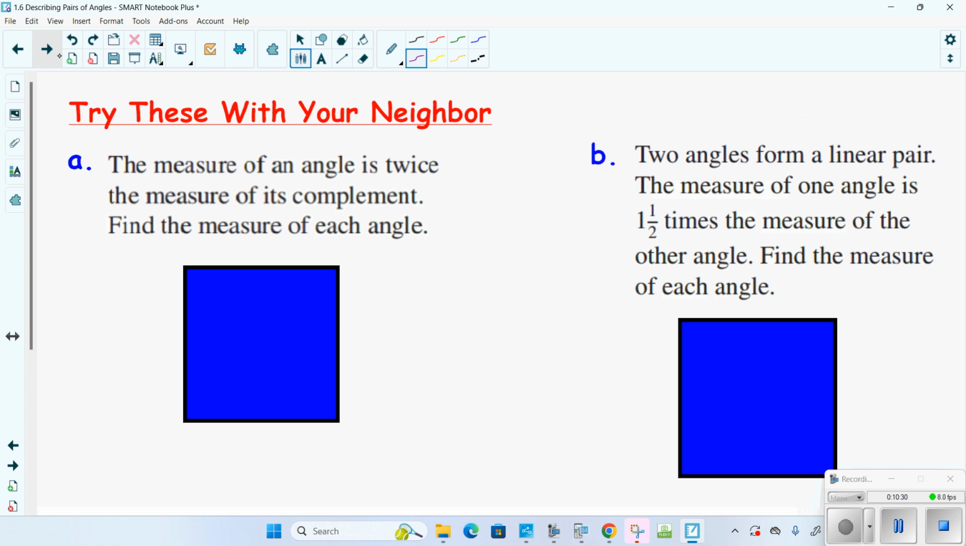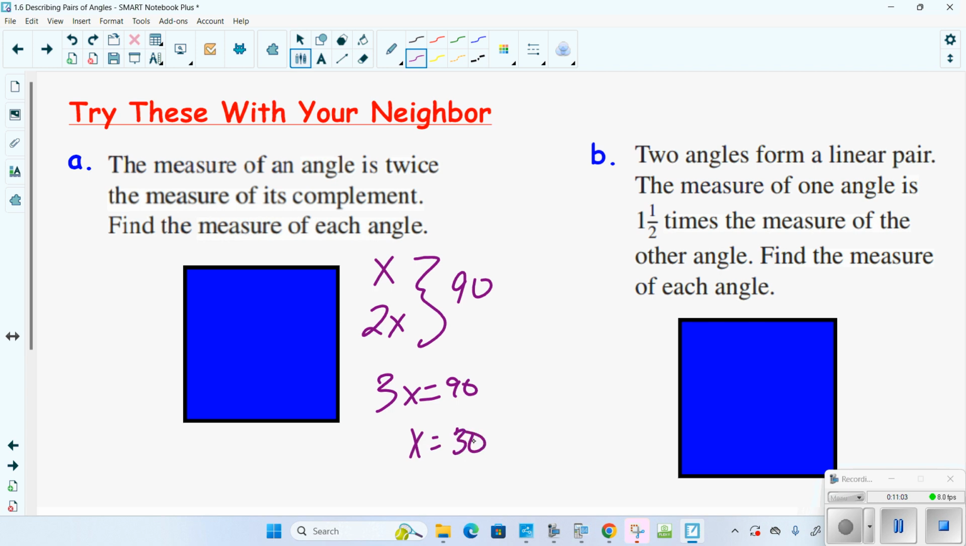Try these, and obviously you don't have a neighbor, but try these. The measure of an angle is twice the measure of its complement. Find the measure of each angle. I think the answer is under the box, but I'm not able to move it. So here we go. The measure of an angle, we'll call that x, is twice the measure of its complement. So x plus 2x, and the complements add to 90. So 3x equals 90, x is equal to 30, which means one angle is 30, and the other angle, we'll call them angle 1 and angle 2. So angle 1 is 30, angle 2 is 60.